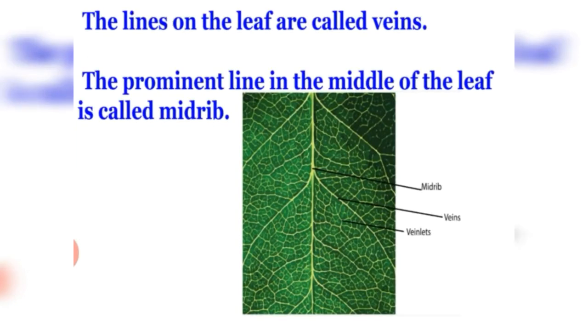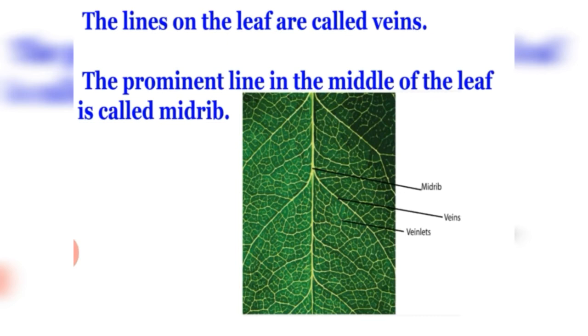The lines on the leaves are called veins. And you can see a prominent line in the middle of the leaf, right? This is called midrib. The prominent line in the middle of a leaf is called midrib. These are the different parts of a leaf.